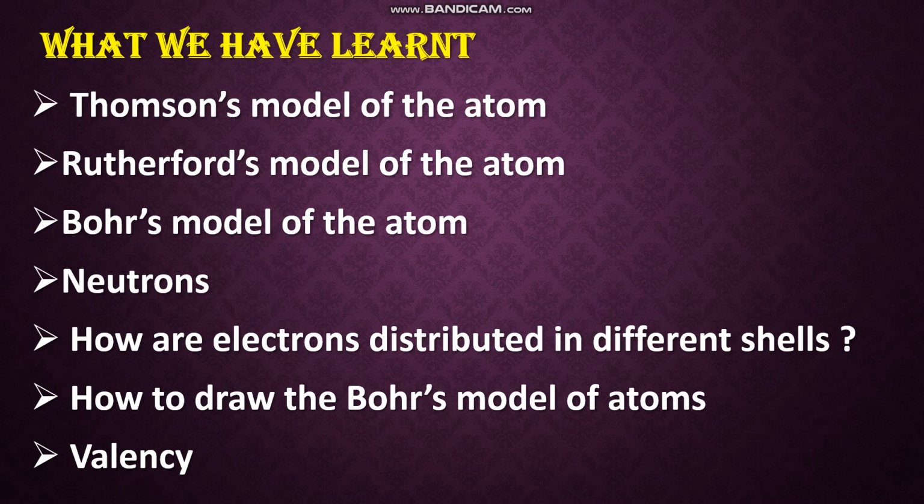For that, we should know three rules. First one, maximum how many electrons can be accommodated in each shell. That we have learned according to the formula 2n square. According to that formula, K shell maximum there can be 2 electrons, L shell 8 electrons, M shell 18 electrons and N shell 32 electrons. The next one, the outermost shell of an atom can have maximum number of 8 electrons.